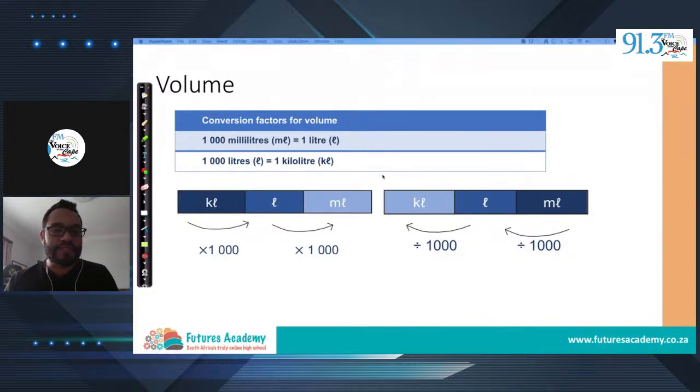Then the reverse is also true. When we go from the smaller unit to the larger unit, remember the general rule. We will simply divide by the conversion factor.